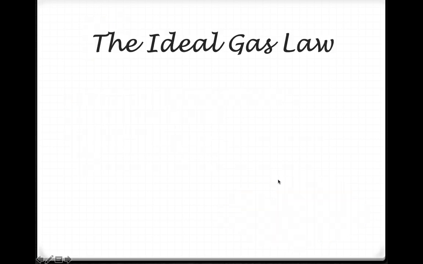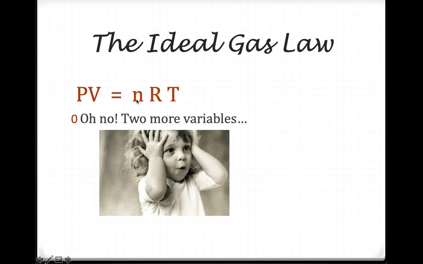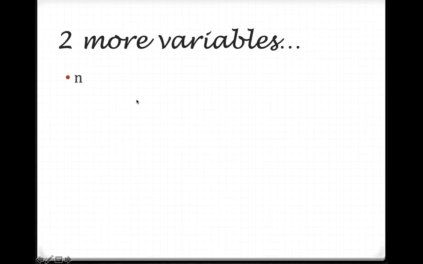So, speaking of ideally in gas situations, here is the ideal gas law I want you to be familiar with. PV equals nRT. Pressure, volume, temperature. Oh no, 2 more variables. What are n and R? Okay, so the last 2 variables you need to know are n is the number of moles.